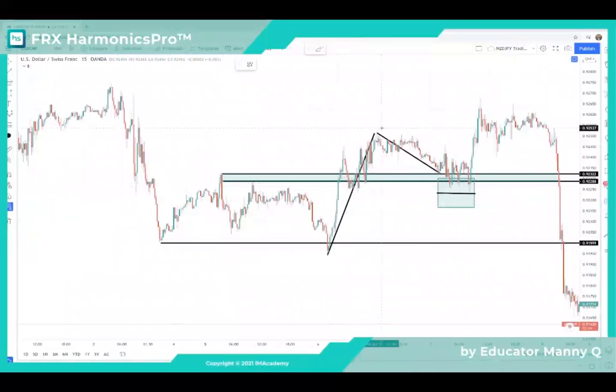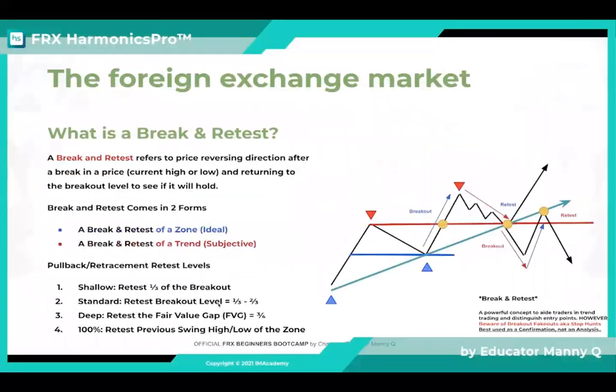If we take a look over here, when the market cleared these highs, creating a new high, it pulled back, retesting that actual level in price, right? Retesting the breakout level. Now, moving forward, the third type of retest is a deep retest.